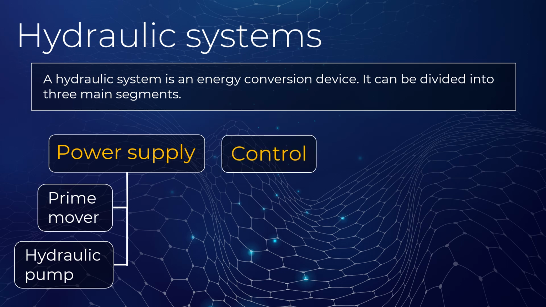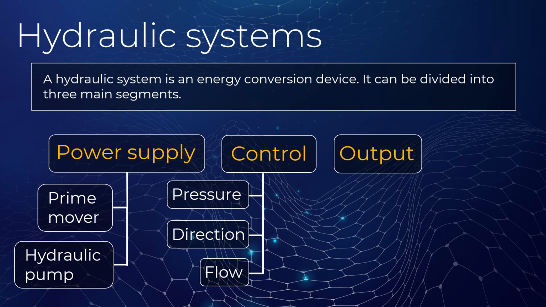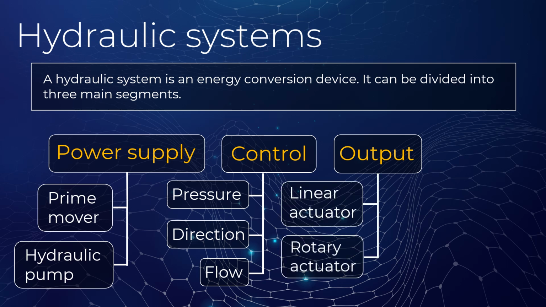Control. The control of three functions related to the fluid: pressure, direction, and flow. Output. Means are provided to convert fluid power into mechanical energy using a linear or rotary actuator. The mechanical energy provided by the actuator enables a load to be moved.